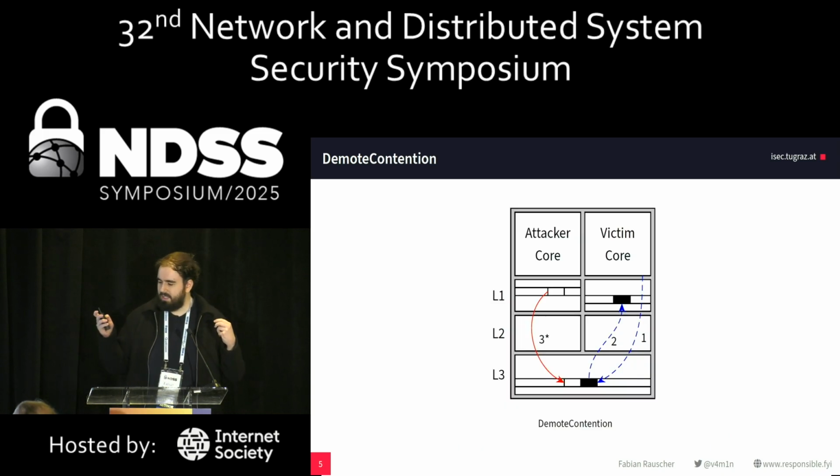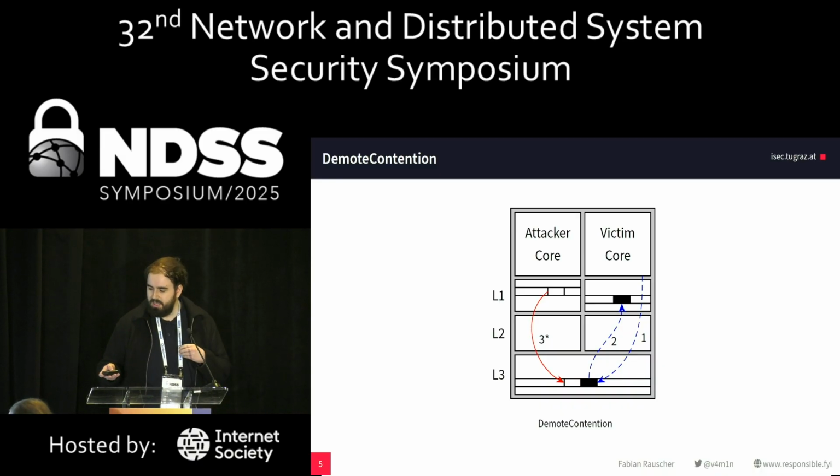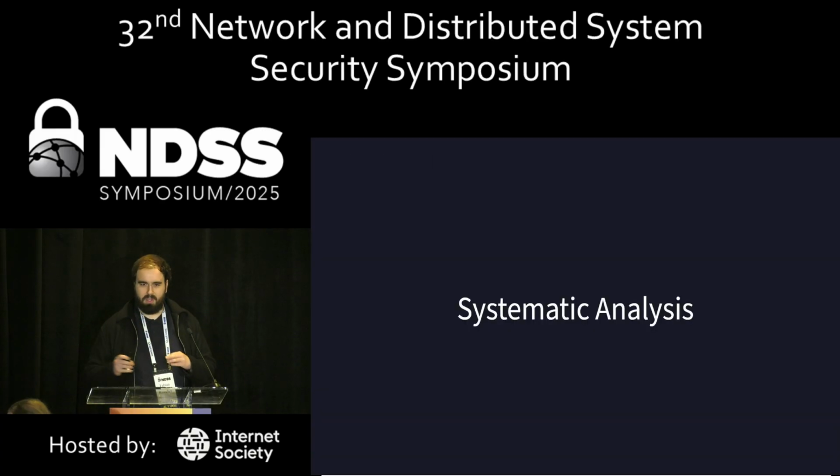And lastly, we have something that we call DemoteContention, where the attacker is on a completely different physical core and just demotes a cache line, which doesn't have to be present in the cache hierarchy at all. If the other core now somehow accesses the same cache set in the L3, so the same part of the L3, the attacker can detect that through contention. All right. So now we have new attacks.